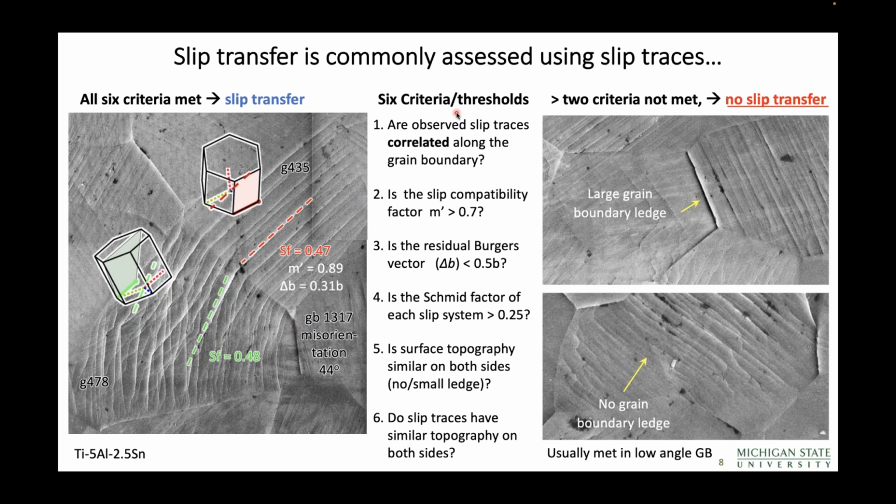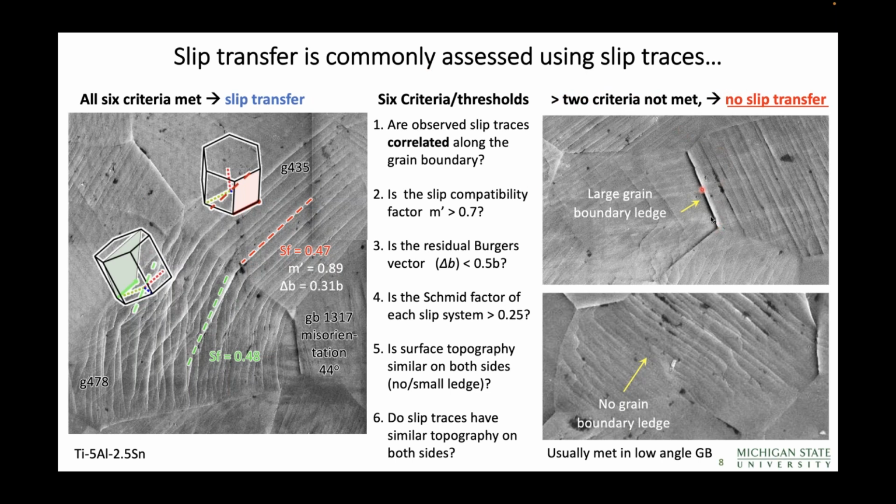So to say whether or not we believe slip transfer happened, there are 6 criteria that we've used to assess that. If all 6 of these criteria are met, we say that's pretty good evidence of slip transfer occurring. And if 2 or more criteria are not met, then we're going to call that not convincing.